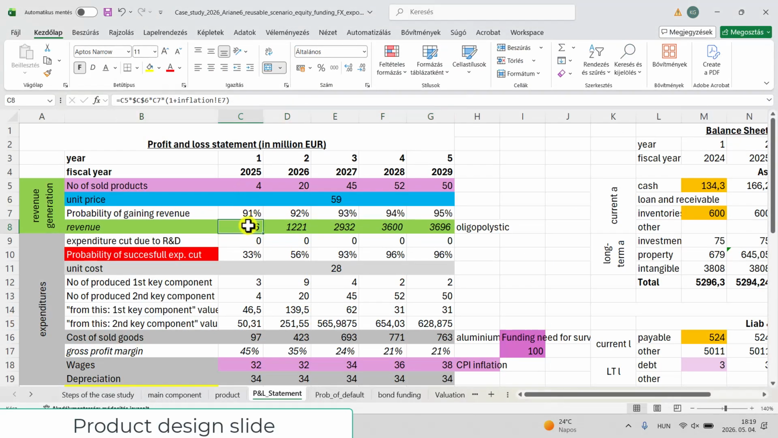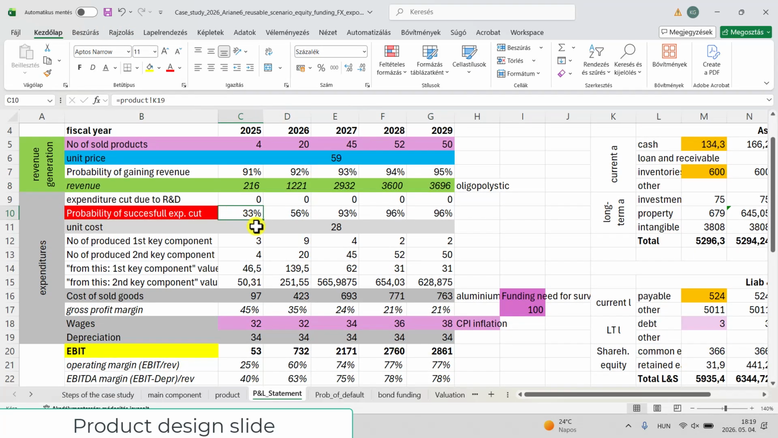So let's check everything. Obviously revenue remains the same, so it doesn't matter how we are operating. The unit price is already coming from the previous sheets. We know that this will be the number of launches. This is the same. Probability of regaining revenue is also the same. So revenue, this is what we need here.